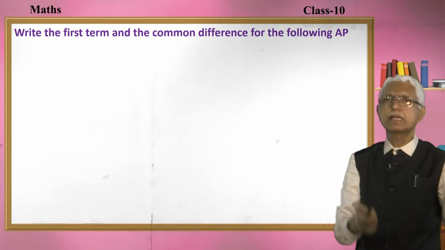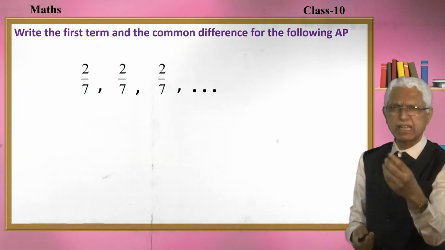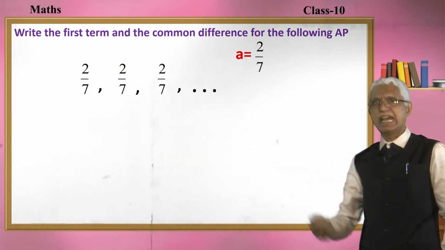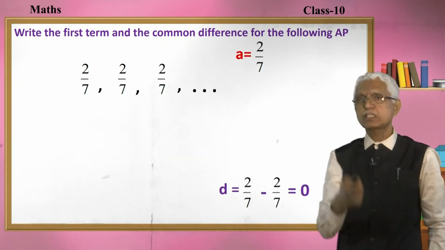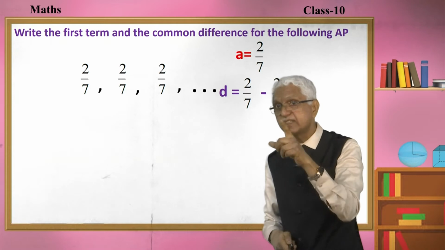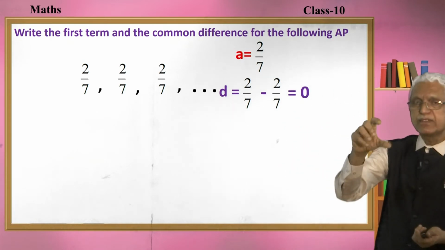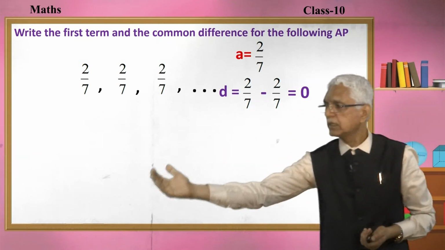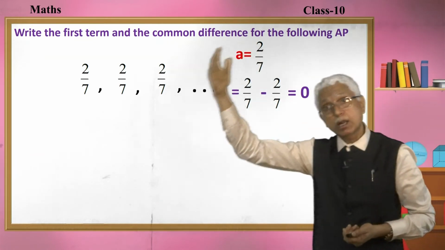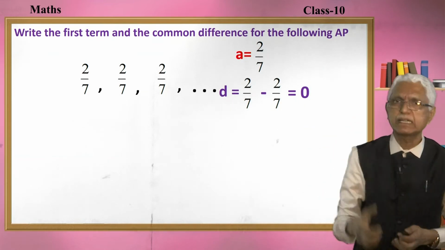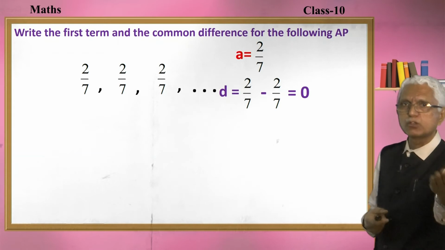Now, a small exercise is given to you. I want you to do it in a couple of minutes, right? You have got 2 by 7, 2 by 7, 2 by 7, dash, dash, dash. First term is correct. Obviously, the first term is 2 by 7. How will you find the common difference? The common difference d is given by the second term minus the first term, or the third term minus the second term, or the fifth term minus the fourth term. Any two consecutive terms, you should take the difference. 2 by 7 minus 2 by 7 is 0.